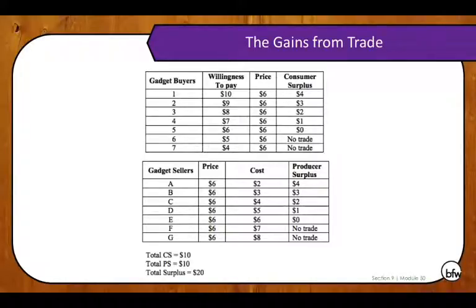Now, it's important to keep in mind that it's only a coincidence here that consumer surplus and producer surplus are both equal to $10. They are not always equal to each other, and it's very important to keep that in mind. Don't assume that once you find consumer surplus, producer surplus will be the same. In this example it is, but in many examples, consumer surplus and producer surplus are different from each other. But total surplus will always be equal to the sum total of consumer and producer surplus.